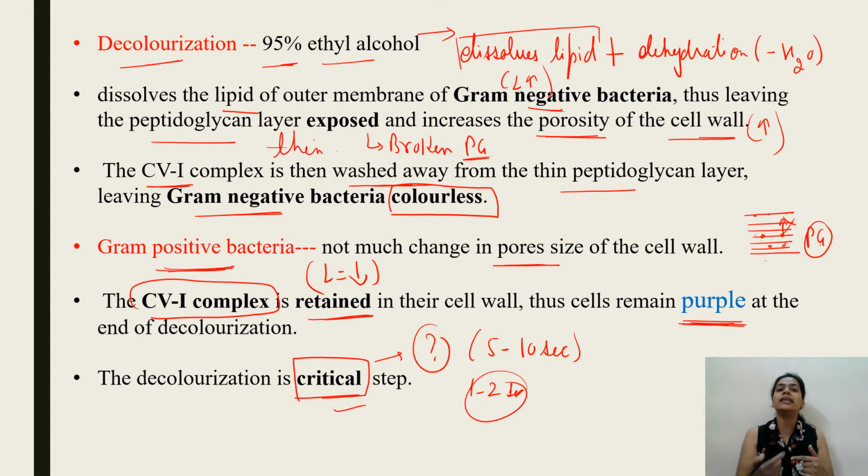This is called under decolorization. In the case of the gram negative bacteria, during under decolorization, when sufficient time is not given, the pores will not be created, and all the lipid will not be dissolved, and as a result, even the gram negative bacteria will remain purple in that scenario. That's why this decolorization is very important in the case of gram staining.